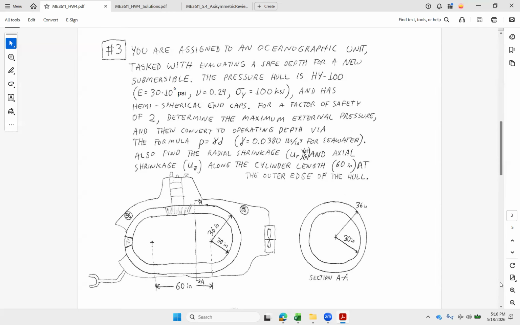Obviously, with a submersible, we're going to open the hatch at the surface, 0 gauge pressure inside, and then as we descend, we're going to build up our pressure. So figure out how much pressure can we withstand before the max stress gets to 50. And then we can convert that to a depth with this gamma times depth equals pressure from our 2201 fluid class. Then we want to calculate what's the radial shrinkage and axial shrinkage in that cylindrical section at the outer edge of the hull.